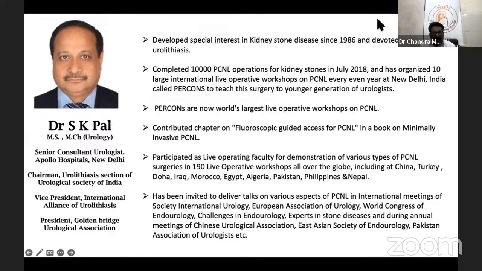Dr. S.K. Pal sir is Senior Consultant Urologist, Apollo Hospitals, New Delhi; Chairman, Urolithiasis Section of Urology Society of India; Vice President, International Alliance of Urolithiasis; President, Golden Bridge Urological Association. Developed a special interest in kidney diseases since 1986 and devoted his career to urolithiasis. Completed 10,000 PCNL operations for kidney stones in July 2018 and has organized 10 large international live operative workshops on PCNL every year. Even this year it is there at New Delhi, India, called PERCONS, to teach this surgery to a younger generation of urologists.